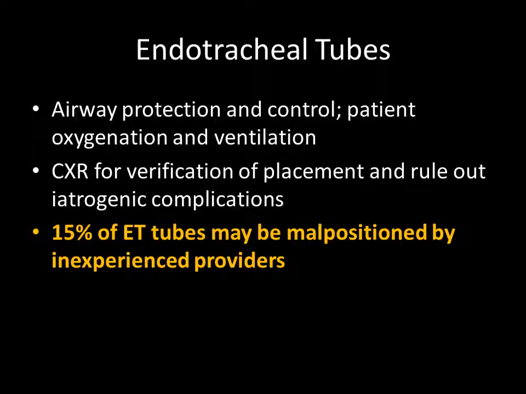ET tubes are common in the ICU. They're often placed to protect or control the airway in patients who are comatose or non-responsive, and this provides an avenue of oxygenation or ventilation in these patients. Chest x-rays are often done after the placement of an ET tube. This is to verify placement, but also rule out any iatrogenic complications. Now, verifying placement is important because 15% of ET tubes may be malpositioned when placed by non-experienced providers.